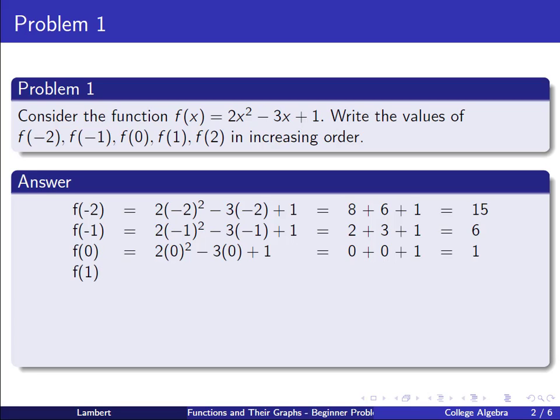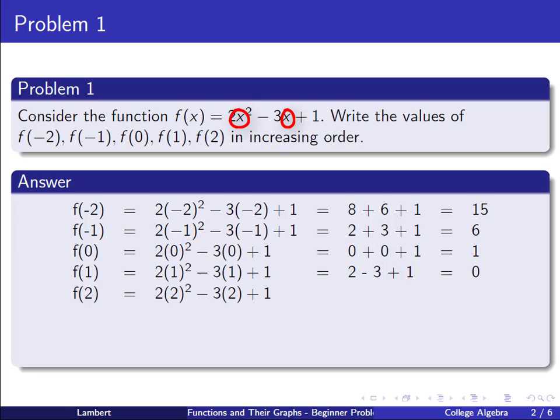And then we plug in 1, do the same thing, plug that in for x. You get 2 times the quantity 1 squared minus 3 times that quantity 1. So it's going to be 2 minus 3 plus 1. Well, that should be 0. And then last but not least, f of 2, when we plug that in, you get 2 times 2 squared minus 3 times 2 plus 1. So that'd be 8 minus 6 plus 1, which is equal to 3.